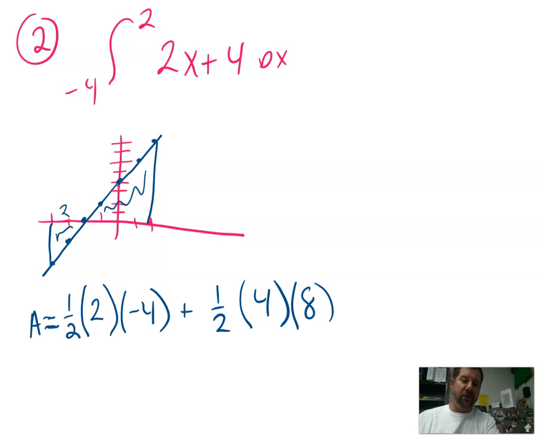All right, so for the first triangle here, area of the triangle is 1/2 base times height. So 1/2, the base is 2 and the height is negative 4. And I tend to make that height negative. That's how I keep track of my area being negative, is by adjusting the height being negative.